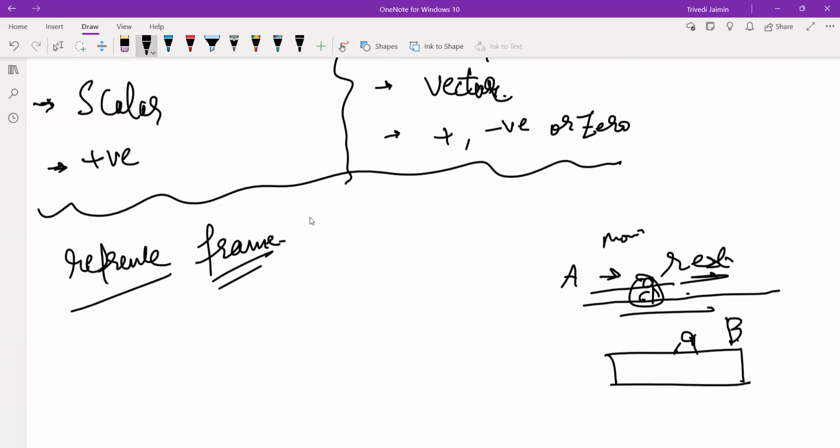Sir, for person B, person A is at rest. But for person A, with respect to the people in the train, he is at rest, and if he is outside, he is in motion. Yeah. Good.